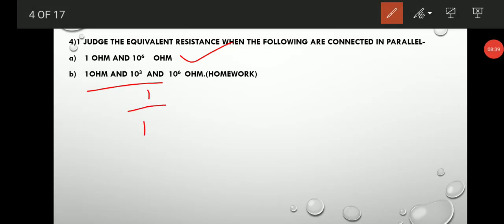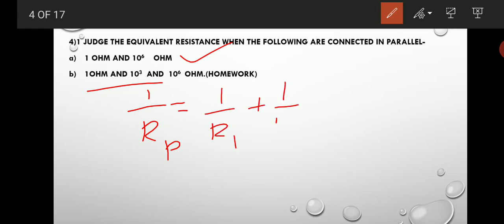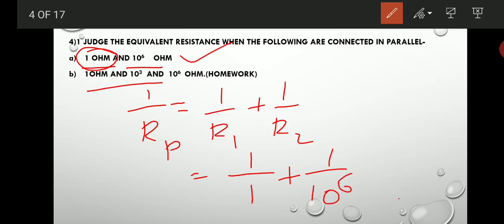It is 1 by Rp is equal to 1 by R1 plus 1 by R2. Now in these 2 resistors, 1 ohm and 10 to the power 6, which is small, 1 ohm, right? We get the answer, and at the last, that should be less than 1. Remember that. Now we will simplify this: 1 by 1 plus 1 by 10 to the power 6. You have to take the LCM, which is 10 to the power 6. So here 1 into 10 to the power 6.